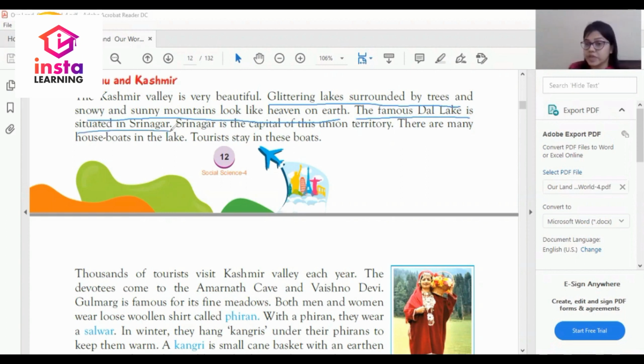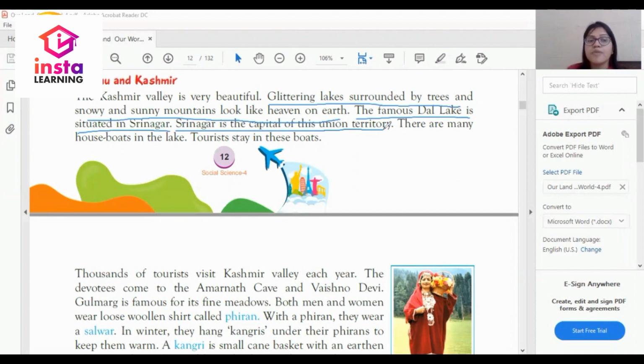So, this is a very important question. Where is the famous Dal Lake situated? So, the famous Dal Lake is situated in Srinagar. Srinagar is the capital of this union territory. So, what is the capital of Jammu and Kashmir? The answer is Srinagar is the capital of the union territory.